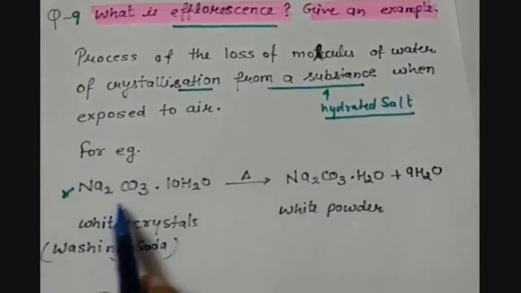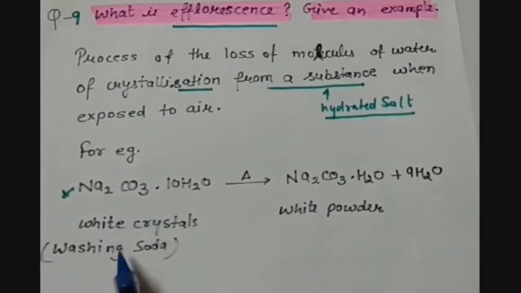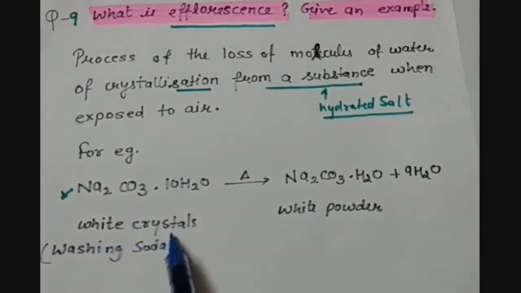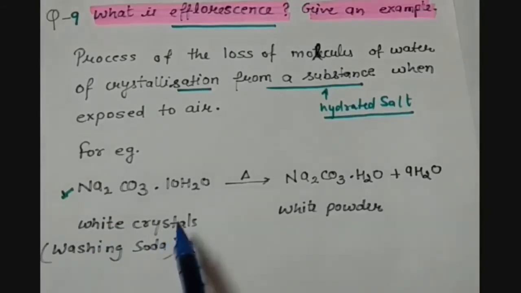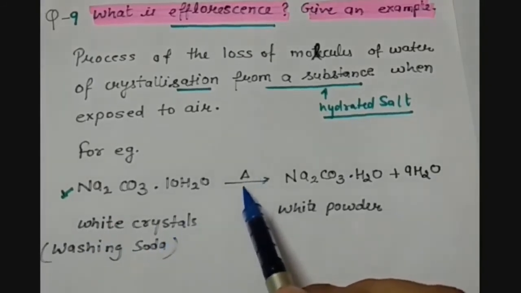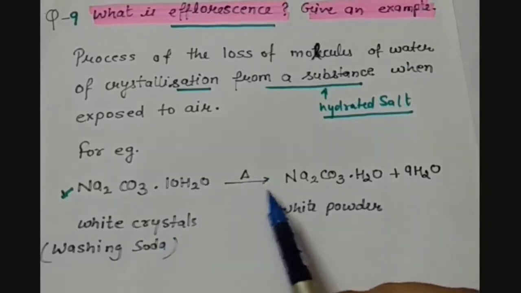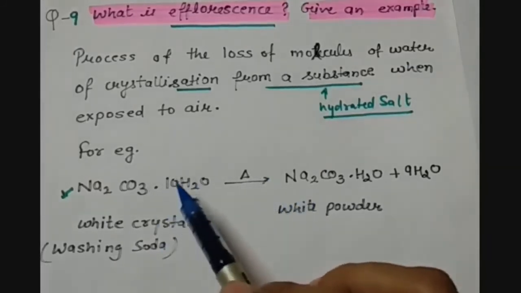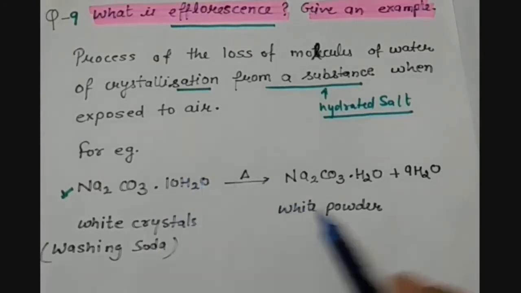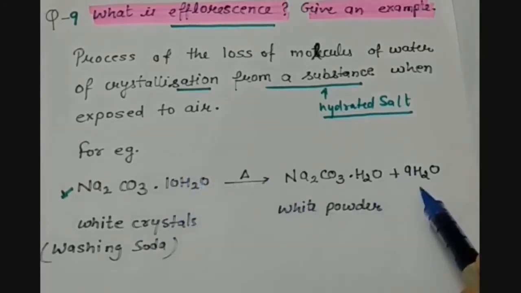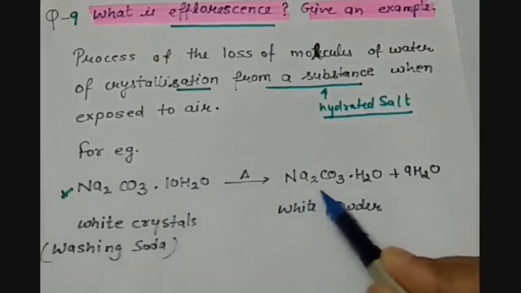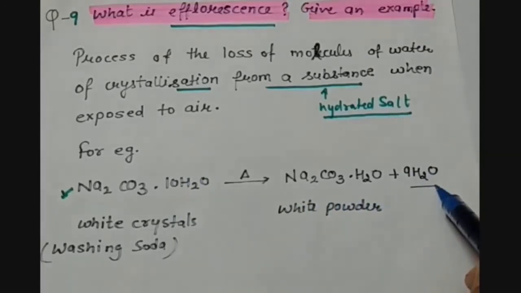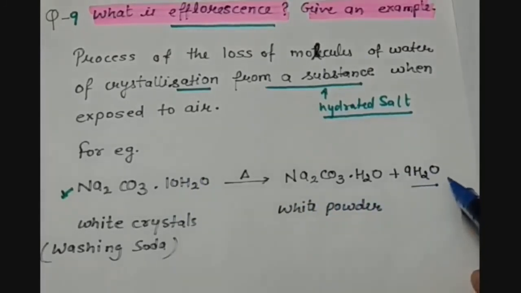When sodium carbonate decahydrate, that is washing soda, earlier it is a white crystalline solid. When it is heated or when it is exposed to air, then it loses its water of crystallization. So when there is a partial removal of water of crystallization, then it forms sodium carbonate monohydrate, and 9 molecules of water of crystallization are removed.